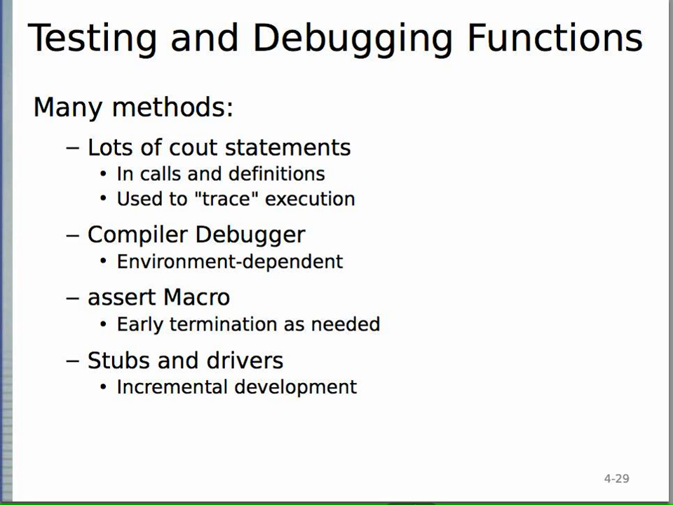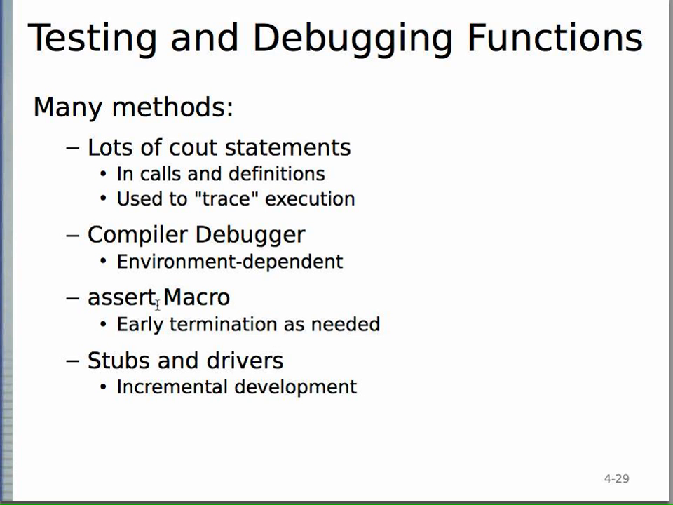Okay, so there are a lot of ways to test and debug functions. One was the cout school of debugging, which is basically putting a lot of print statements in your code. You can do that, but it's probably much better to use the debugger. This is dependent on the environment, and we have a nice debugger in Eclipse, so we don't have to worry about that. Another thing that we can do is use the assert macro.